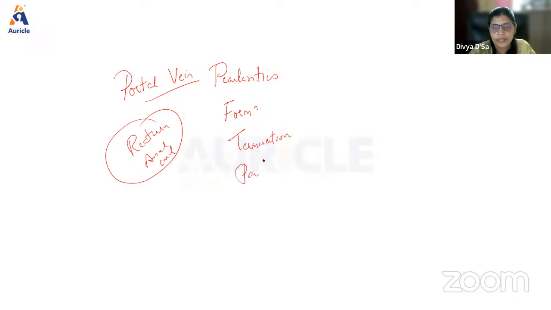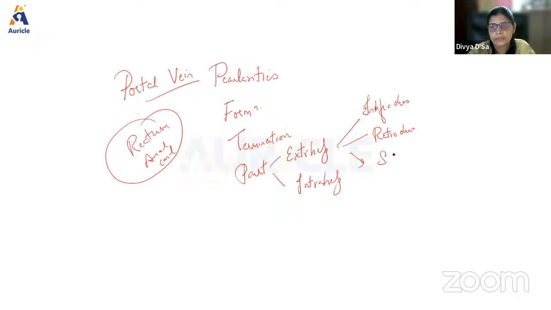Then the parts, that is we have the extrahepatic and intrahepatic part. Okay, extrahepatic is again divided into infraduodenal, retroduodenal, and supraduodenal. Okay, so 3 parts. So those things, and then you write about the tributaries.